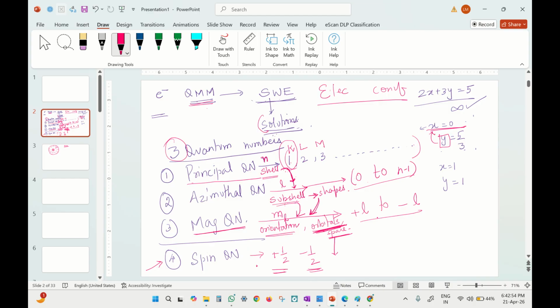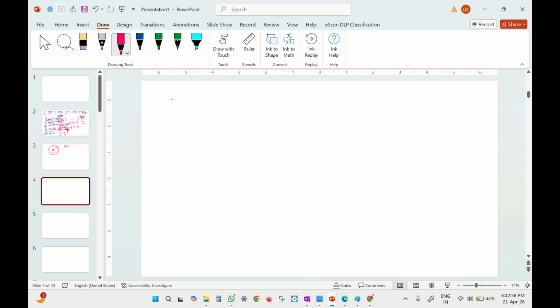Okay, now we'll try to understand the first shell. Remember, the principal quantum number speaks about the shell. The azimuthal quantum number speaks about the subshell. The magnetic quantum number speaks about the various orientations of these subshells, called orbitals. And the spin quantum number finally tells how to distinguish one electron from the other.